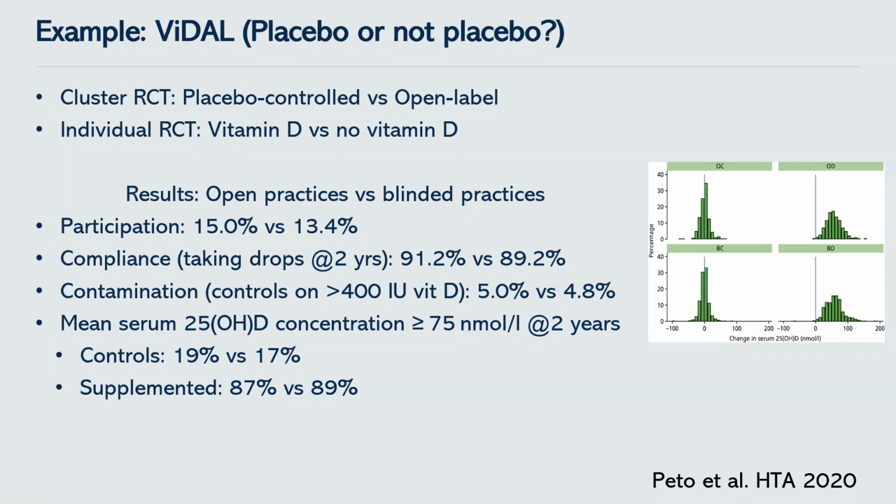And if we looked at the vitamin D concentration in the blood at the end of the trial, and what proportion of participants had what we consider to be sufficient vitamin D, it was 19% versus 17% of the controls, and 87% versus 89% amongst those who had been randomized to vitamin D. So blinding made virtually no difference to all these measures that we would be hoping to affect by doing blinding. And my view and Julian's view is that this showed that actually there was no need to do blinding, and placebo control adds hugely to the cost and complication of doing a clinical trial.